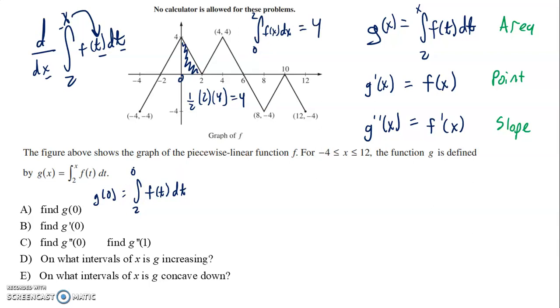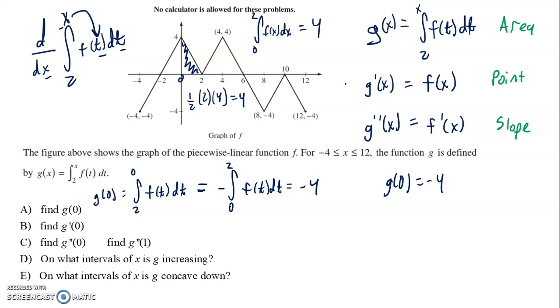Since I have the integral from 2 to 0, that's the same as switching the limits and putting a negative out front, which means that this first one is just going to be negative 4. So g of 0 would be negative 4. Area above the axis is positive as long as the lower limit is less than the upper limit. If they're backwards, then you have to flip it and put a negative out front.